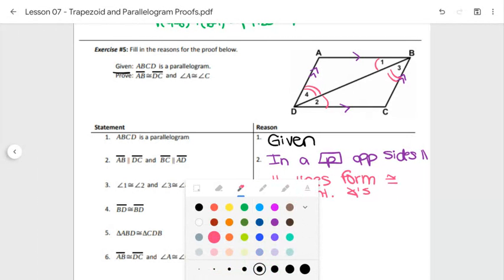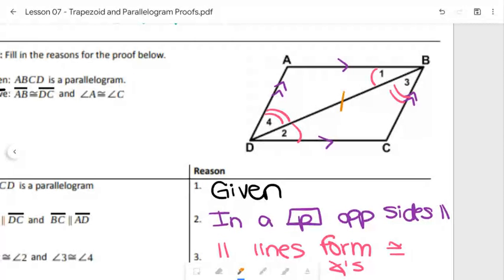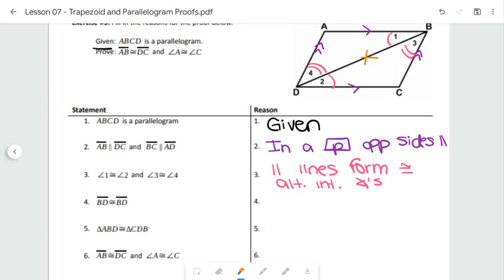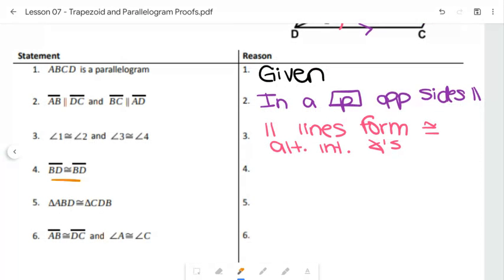Now here's a throwback for us. It's been a little while since we've used it, but anything that's on top of each other using both triangles like this, BD congruent to BD, anything congruent to itself, that's our reflexive property.